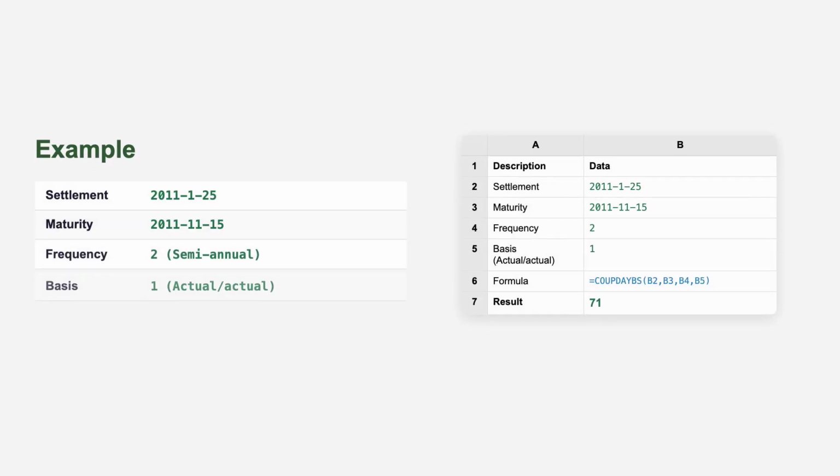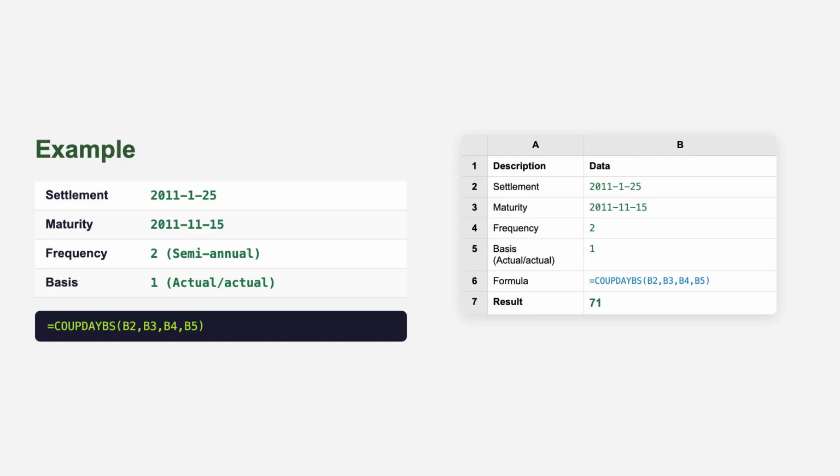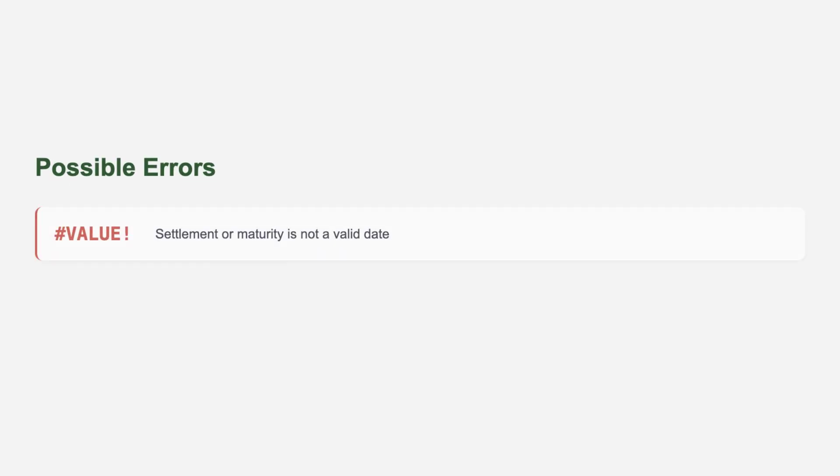Here's an example. We have a security with a settlement date of January 25, 2011, maturing on November 15, 2011. The coupon frequency is semi-annual, and we use an actual over actual day count basis. The COUPDAYBS function returns 71. This means there are 71 days from the start of the current coupon period to the settlement date of January 25, 2011.